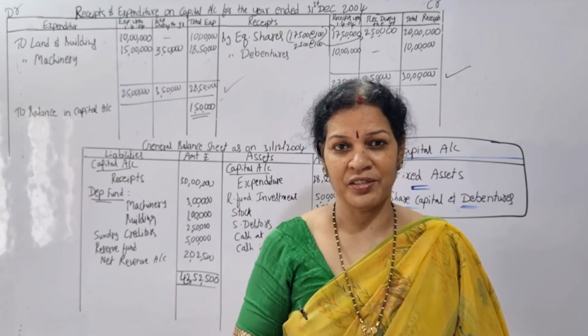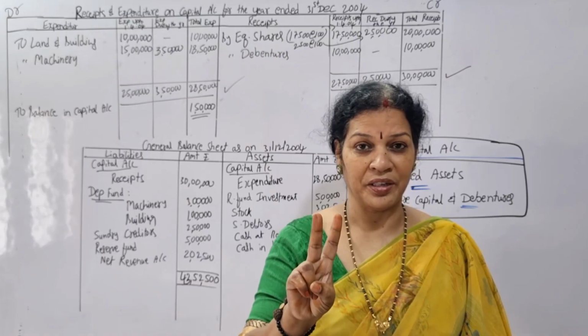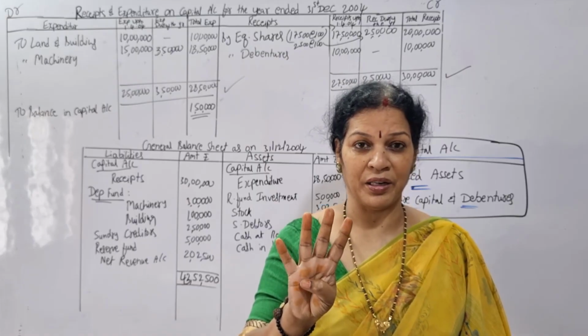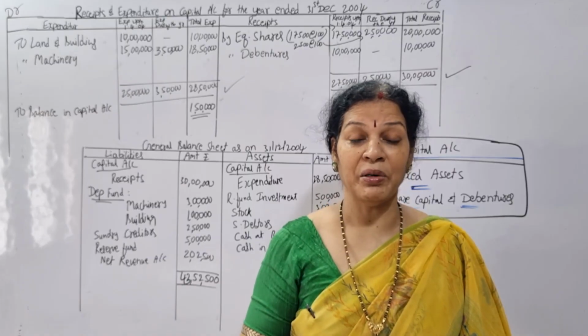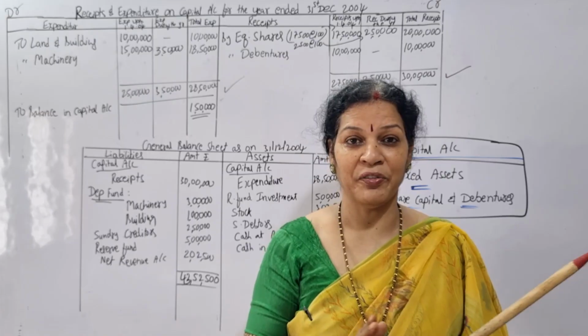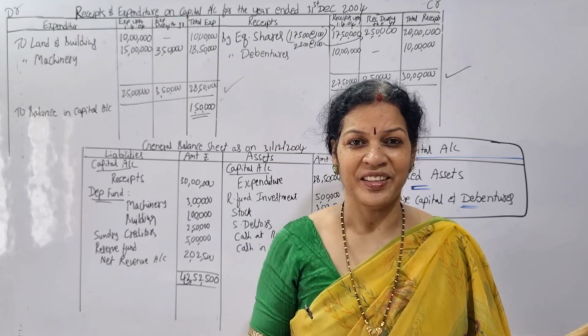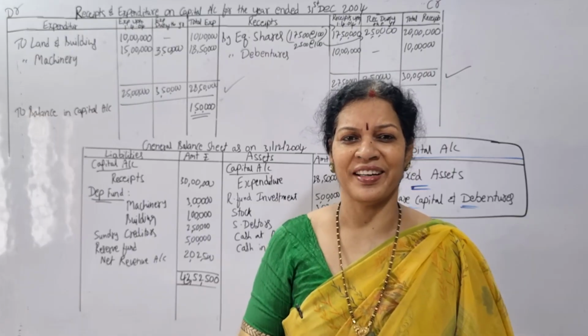In the next class, we will see four together, that is revenue account, net revenue account, capital account and balance sheet. Together we will work out one problem. That will give you more clarity. With that, we'll wind up the first method. Easy, na? Nothing is tough. You only need to practice and understand.